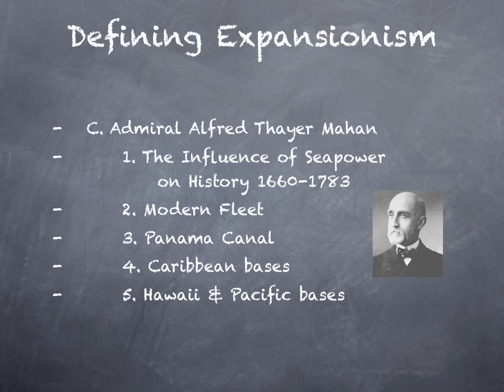We needed a modern fleet. We needed to build a canal across Panama to connect the Atlantic and the Pacific fleets. We needed bases in the Caribbean with which to protect this Panama Canal. And we needed a base somewhere in the Pacific, preferably halfway, and he recommended Hawaii. Teddy Roosevelt read his book, and we do all of those things.